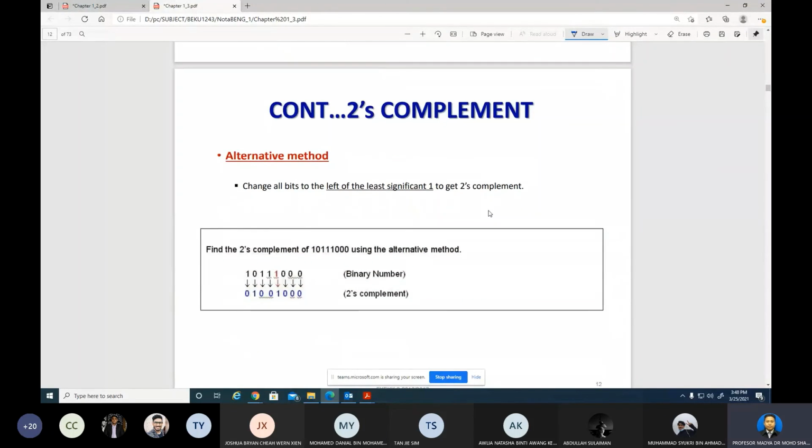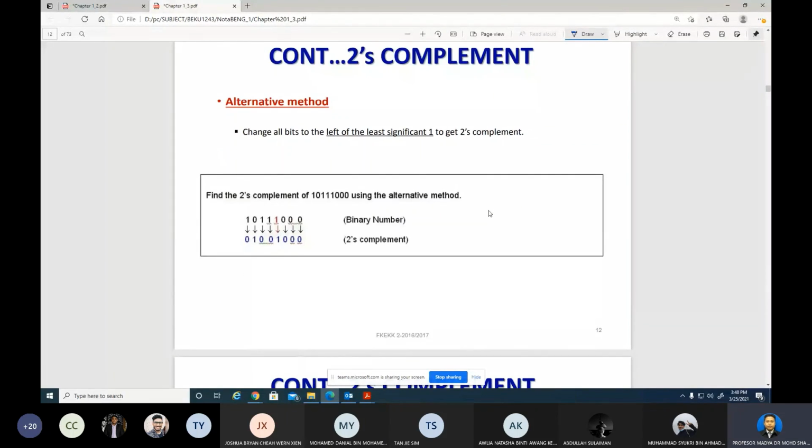Okay, so this is another example. You can check this one. So this is the untitled method, I think it will be the same. This is to find the second complement. You can use this technique that I mentioned to you. For example, we have 1 0 1 1 1 0 0 0. You can use the technique that I mentioned before.